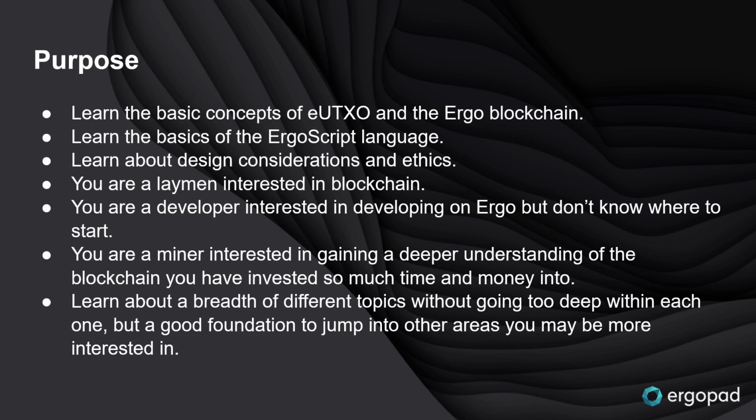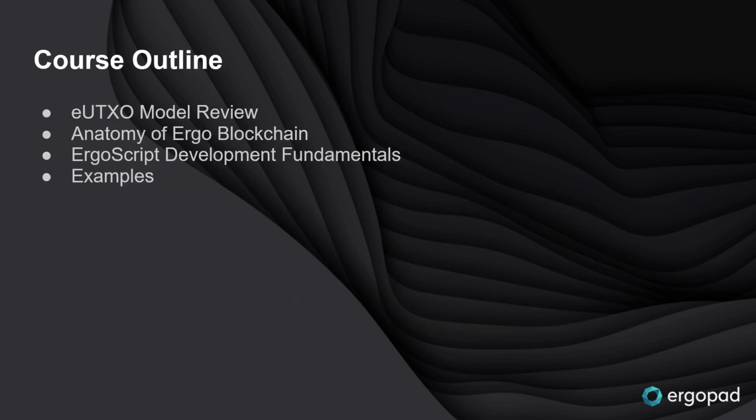And also serve as a jumping off point where you can go dive deeper into other areas that you might be interested in. So we're going to cover a lot of different topics in this series. So the general course outline for each of the videos is the eUTXO model review, then the anatomy of Ergo blockchain, then the Ergo script development fundamentals, and finally we'll go over just a few examples.